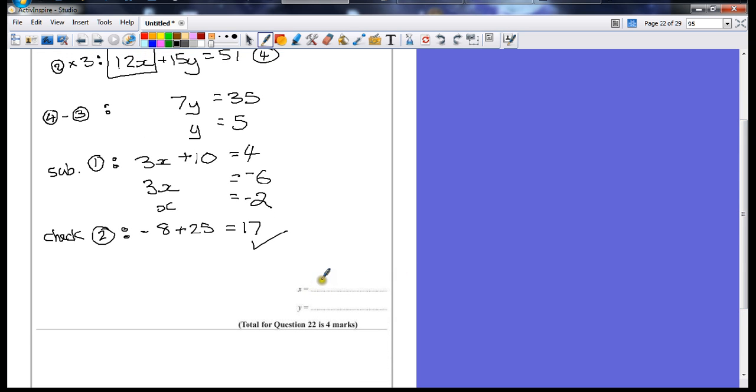So x was equal to minus 2. y was equal to positive 5. We've just proven it and checked it ourselves. That's our 4 marks.